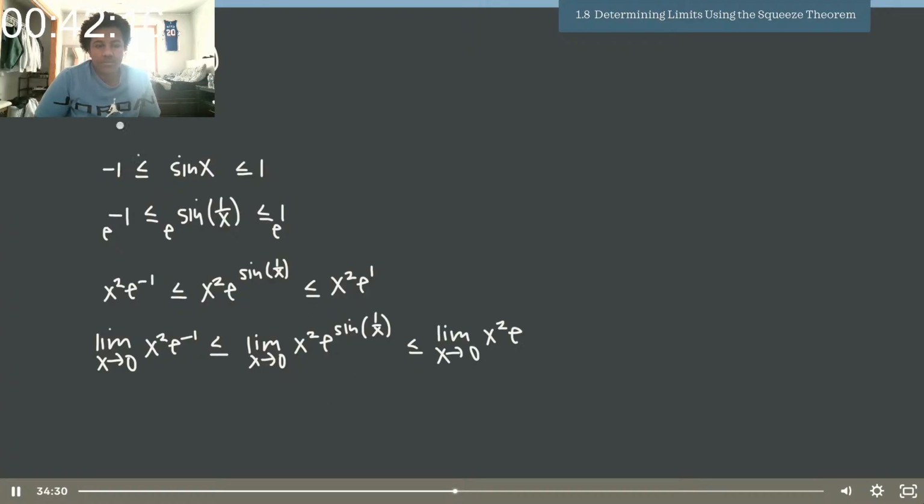Now that we have the middle part resembling exactly our original limit, we can evaluate the limits. Well, remember, we don't know the limit of this middle part yet. We ran into trouble when we did that. However, on the left-hand side, when we substitute x equals 0, we see that we get 0 here for the x squared. 0 times e to the -1 is still 0.